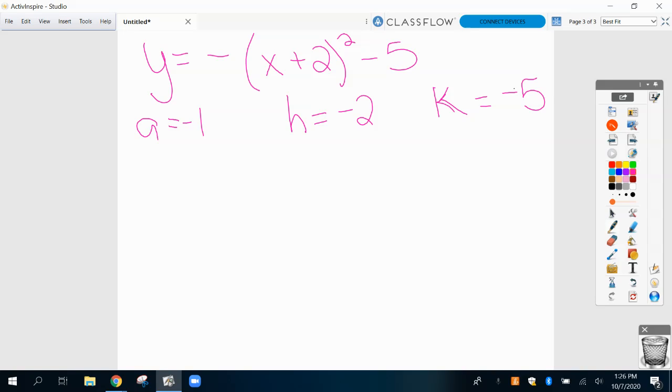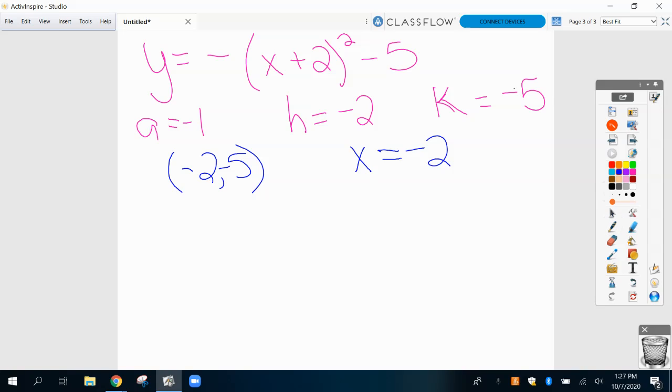What will our vertex be for this parabola? We should have picked negative 2, negative 5 because the vertex is always h comma k. And finally, what will our axis of symmetry be for this parabola? We should have picked x equals negative 2 because the axis of symmetry is x equals h.